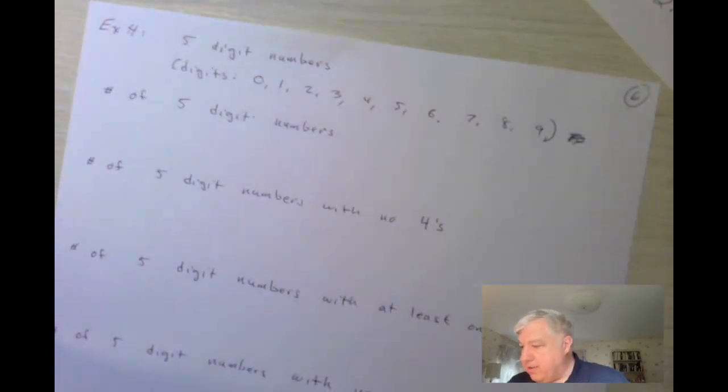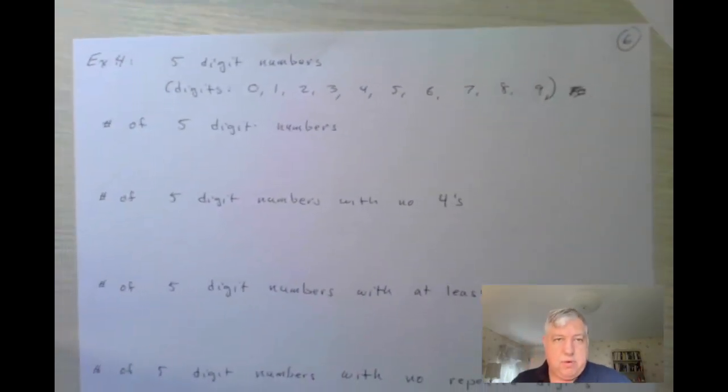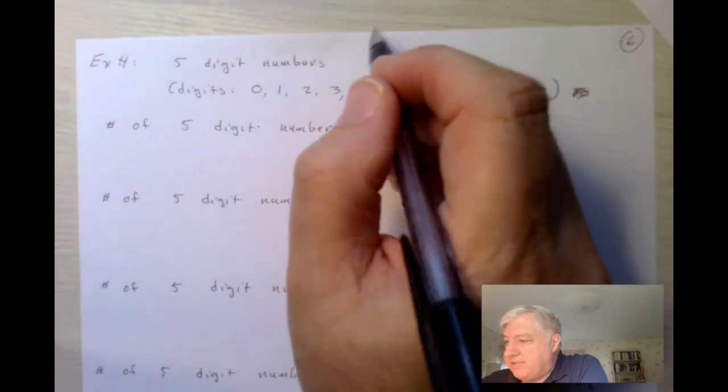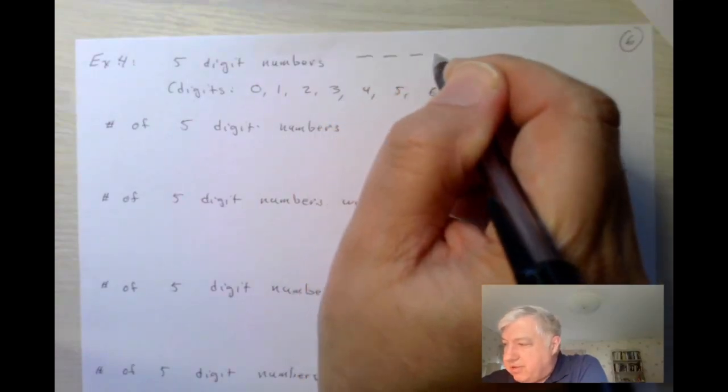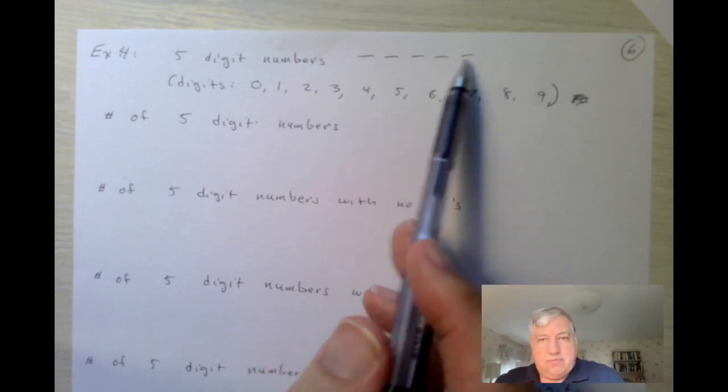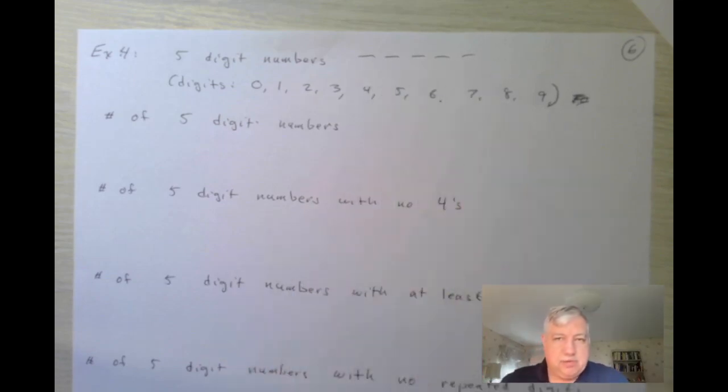Let's look at the next example where we're counting the number of 5-digit numbers. Now remember, 0 is a digit, so even if the first digit is a 0, we're counting that as a 5-digit number. So a 5-digit number has 5 digits, right? 1, 2, 3, 4, 5. You can think of a 5-digit number as a list of 5 digits in which order matters.